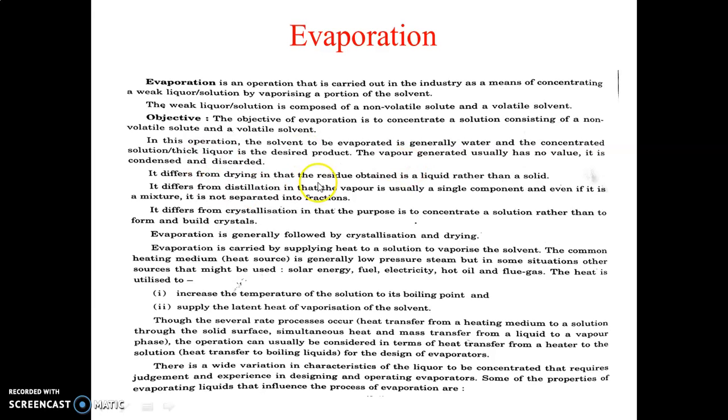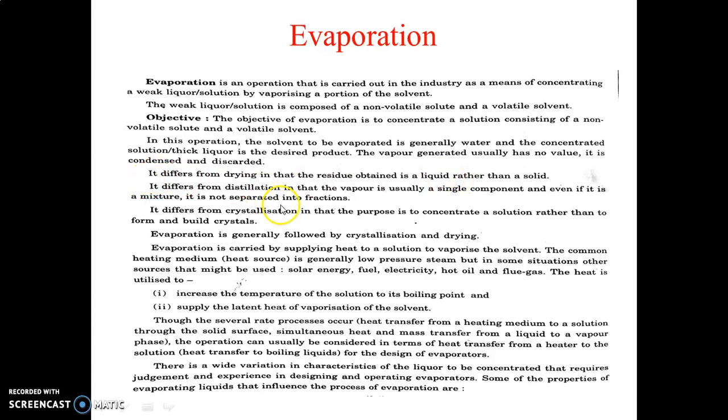Then in drying also we are doing the same thing. But what is the difference between drying and evaporation? It differs from drying in that the residue obtained is a liquid rather than a solid. In drying, we are also heating the material, but the end product is generally solid. But in evaporation, the end product is liquid.